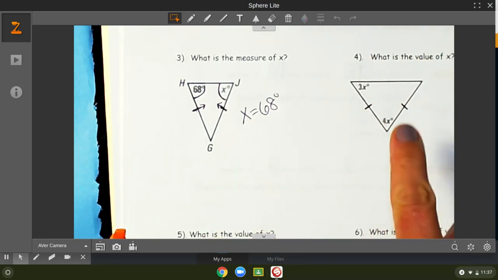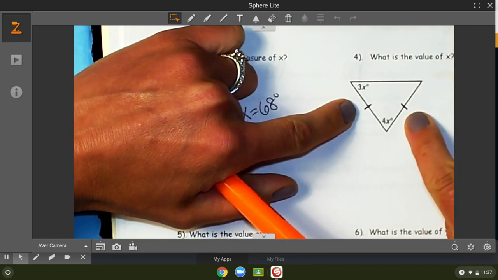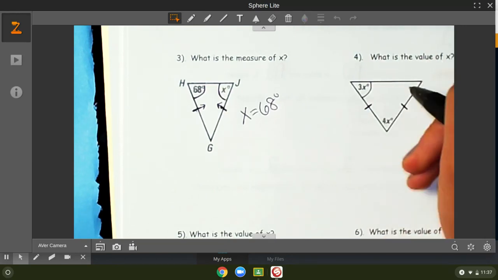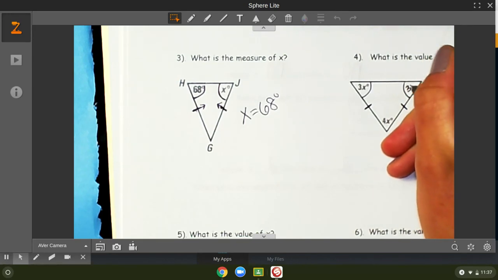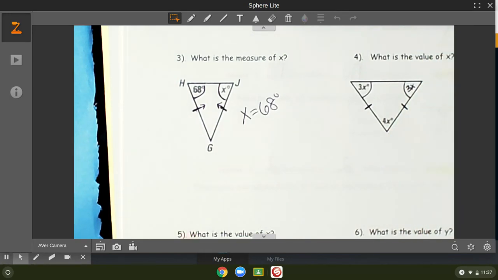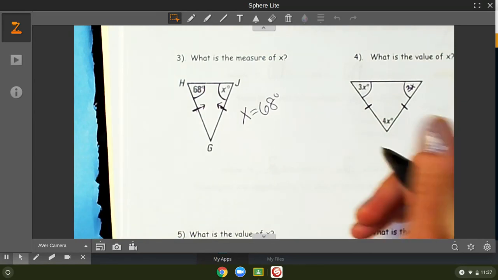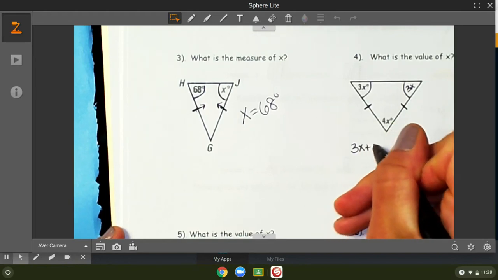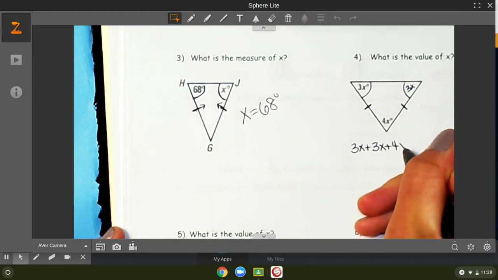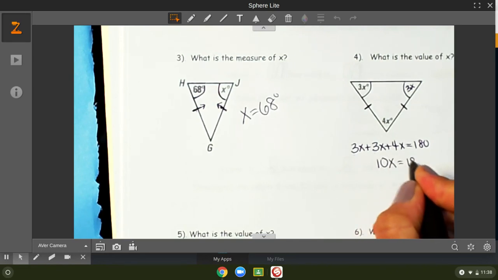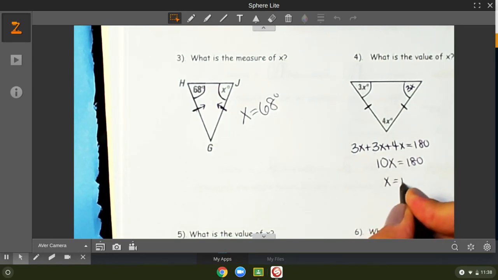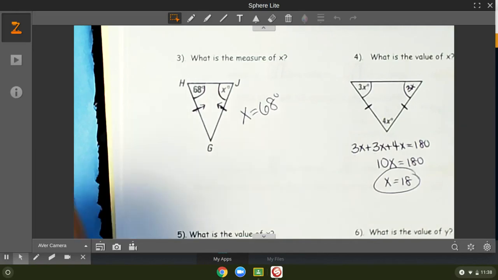Two equal sides, two equal angles. Let's mark those equal angles. The equal angles are opposite the sides. So that would be this angle and this angle, which means our missing angle is 3x. So now that we have all three angles, we can solve for x because triangles add up to 180 degrees. So 3x plus 3x plus 4x is equal to 180. So 3 plus 3 is 6 plus 4 is going to give us 10x is equal to 180. Divide both sides by 10 and x is equal to 18.